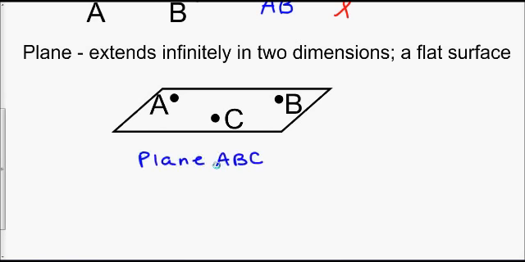ABC. And just like above where we named that line, line L, if you had another letter in the corner here, this would usually be a capital letter, usually, but it's not attached to a point, then you could name this plane M here.